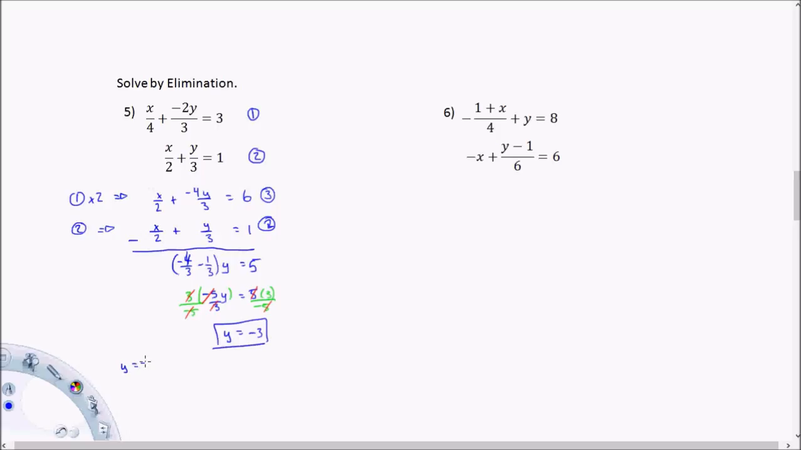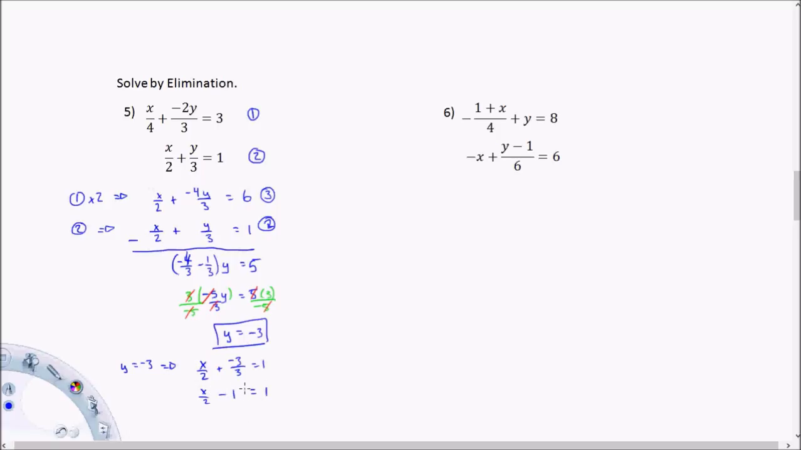We then want to sub y equals negative 3 into any of these equations. I vote for equation 2 because it looks the easiest, but any of these equations would work if we substituted this in correctly. So we have x over 2 plus negative 3 over 3 equals 1. Negative 3 over 3 is just negative 1. So if we're adding negative 1, that's subtracting 1, which is equal to 1.